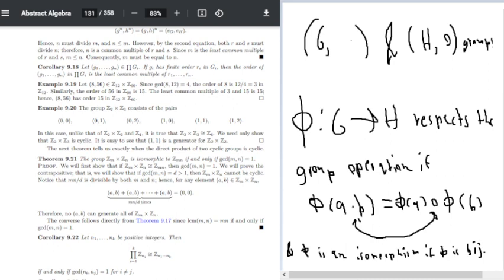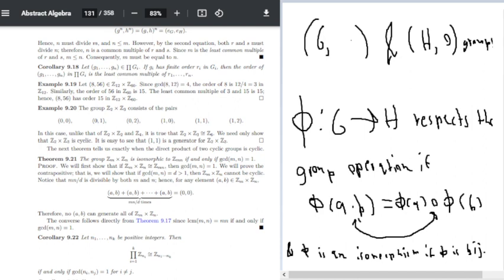Example 9.19. Let (8, 56) be in Z mod 12 times Z mod 60. Since the GCD of 8 and 12 is equal to 4, the order of 8 in Z mod 12 is 12 over 4, which equals 3. Similarly, the order of 56 in Z mod 60 is 15. The least common multiple of 3 and 15 is 15. Hence, (8, 56) has order 15 in Z mod 12 times Z mod 60.